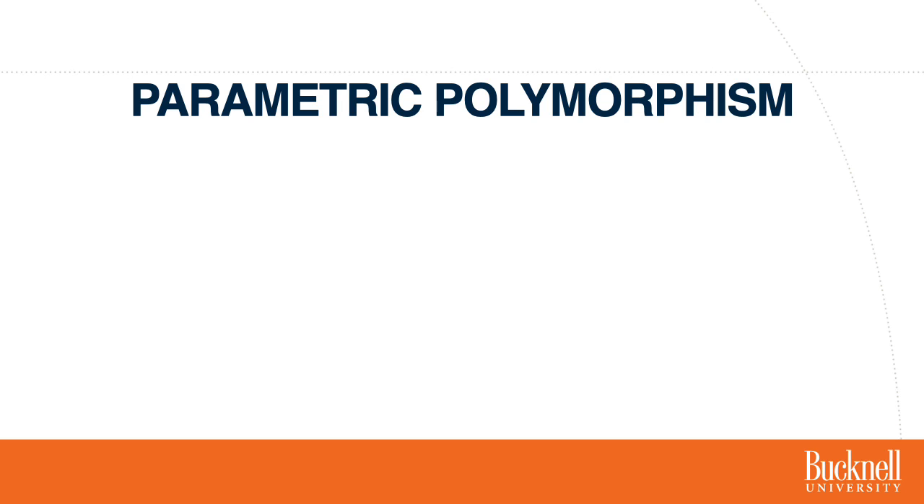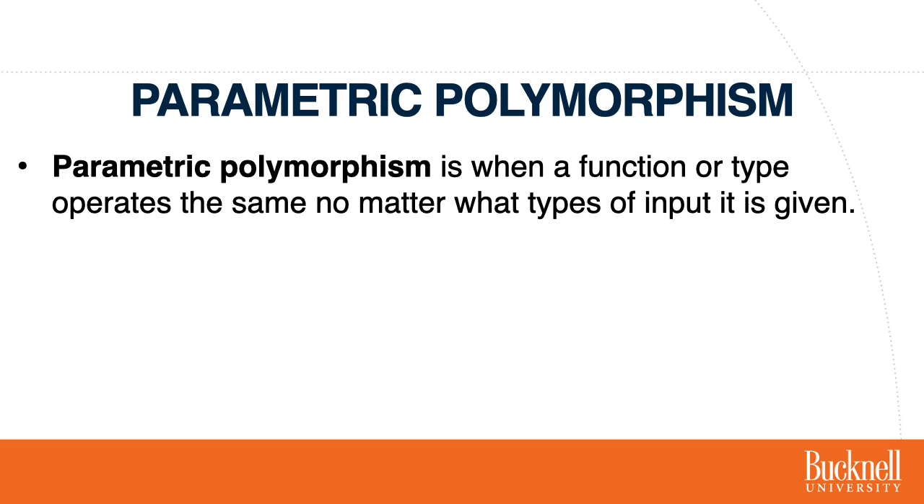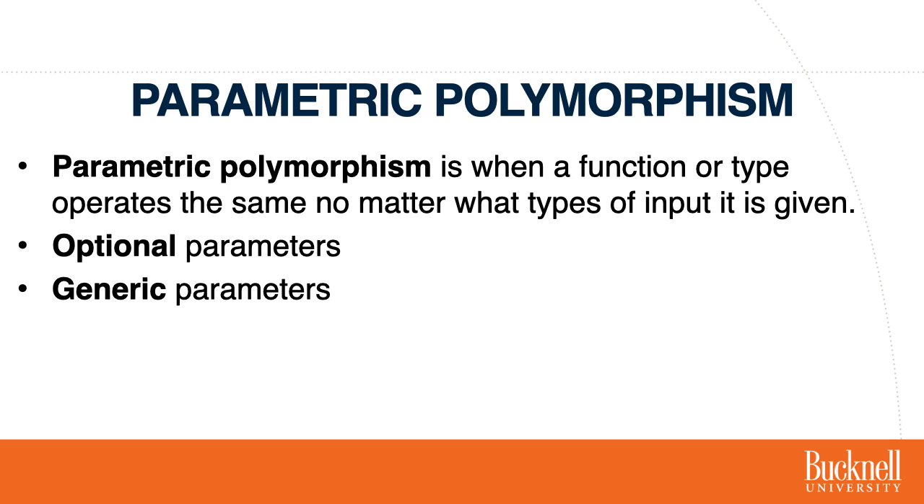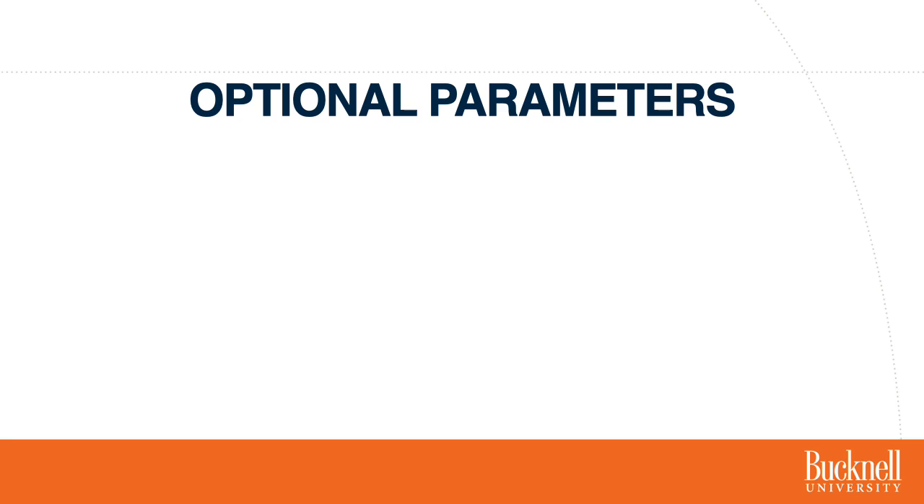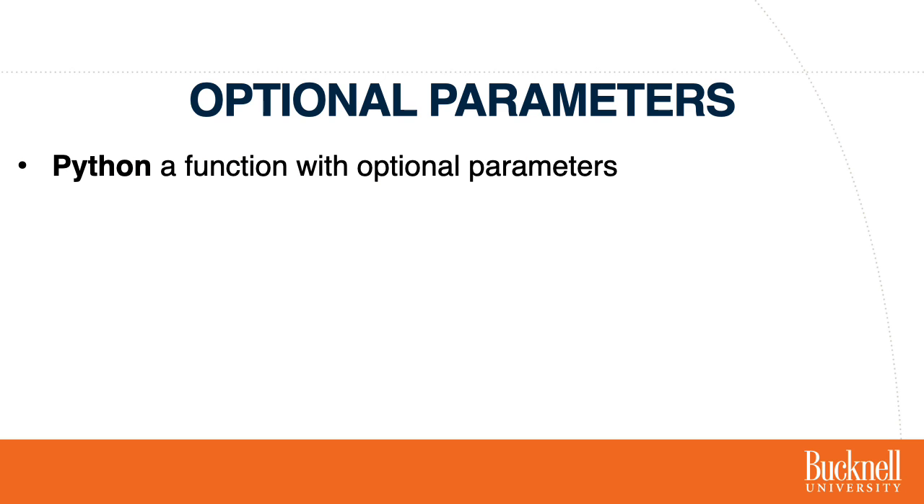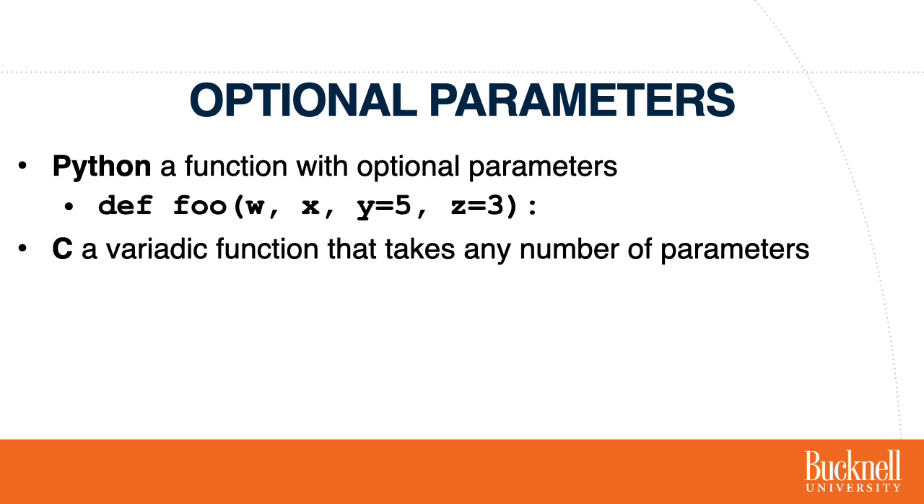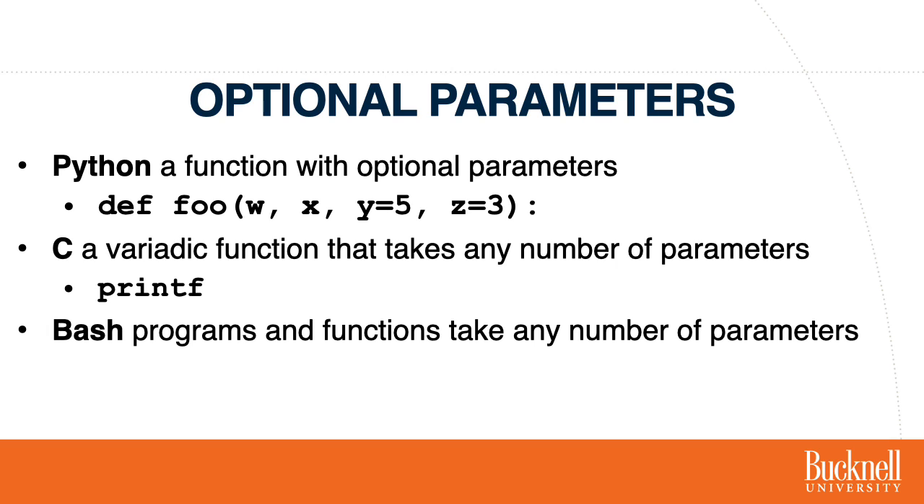Parametric polymorphism is when a function or type operates the same no matter what types of input are given. This can be implemented either using optional parameters or generic parameters. Optional parameters could, say, have default values, like in Python, or be a variadic function that can take any number of parameters, such as the printf function in C or the print statement in Python. All bash programs or functions are such that they can take any number of parameters.